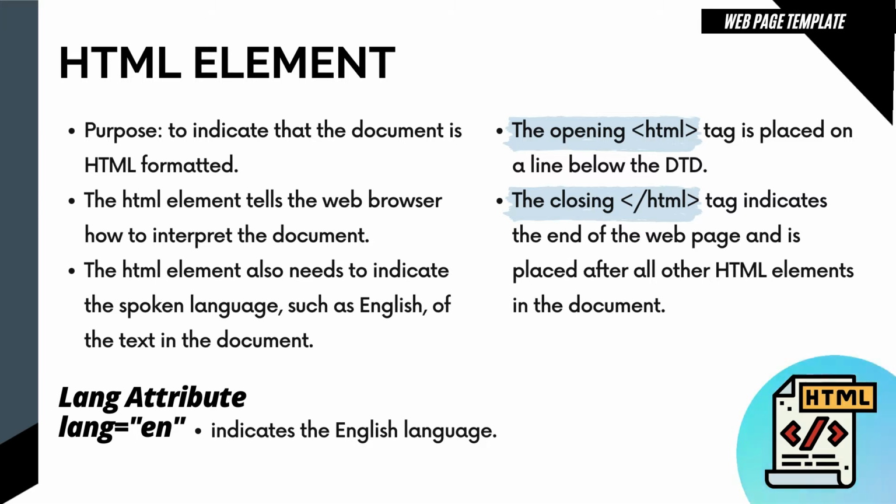The HTML element also needs to indicate the spoken language, such as English, of the text in the document. This additional information is added to the HTML tag in the form of an attribute, which modifies or further describes the function of an element. The lang attribute specifies the spoken language of the document. For example, lang equals en indicates the English language. Search engines and screen readers may access this attribute.